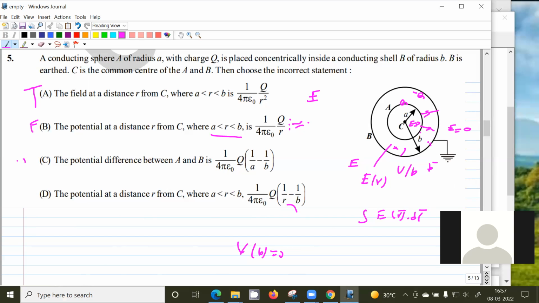This is true. This is true. And B is false. Okay. So C, how do you say it is true? Potential of B is 0 only, no? So what? So the potential difference. So this is potential at A, so this is actually potential at A, which is same as VAB.